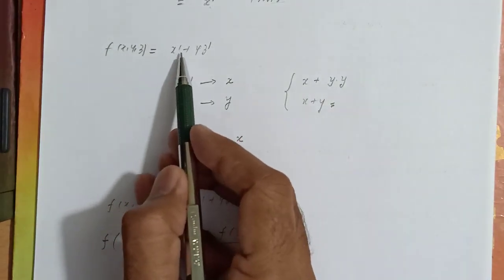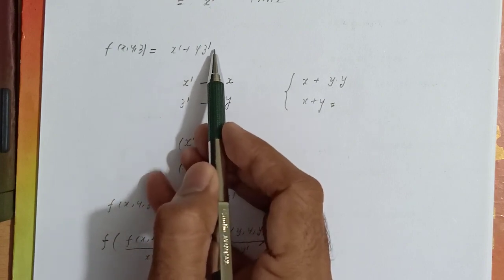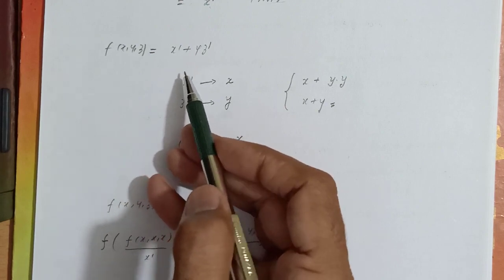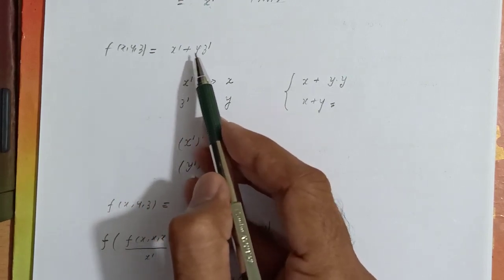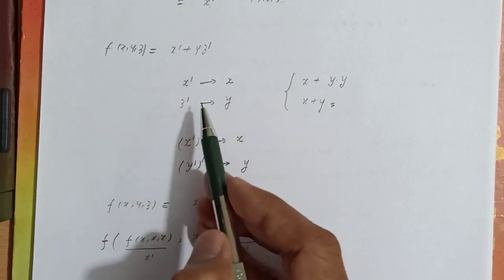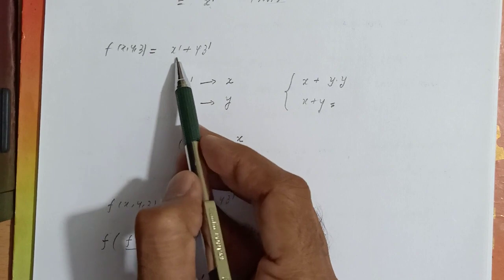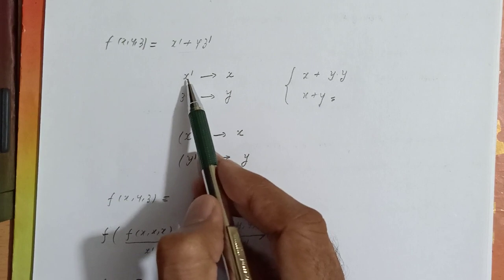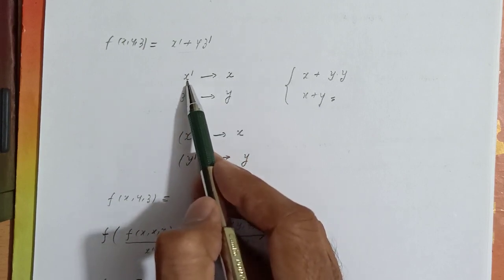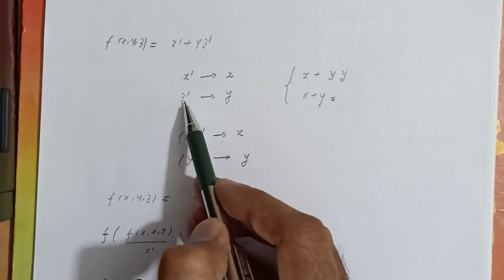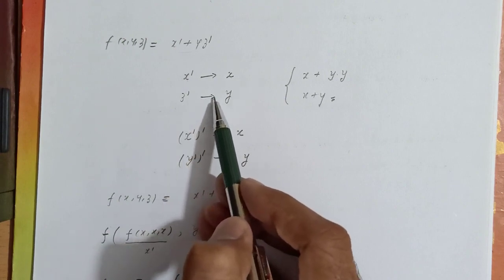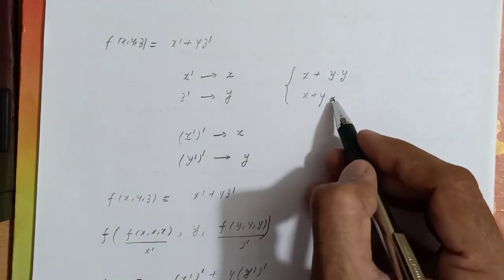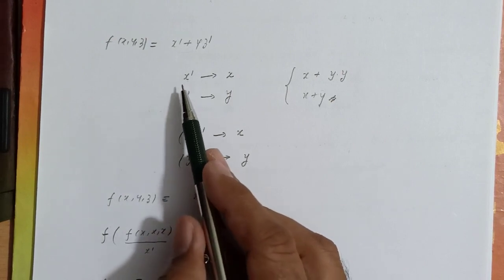This is the given definition: x dash plus y z dash. Somehow it is clear that it is easy to derive the OR operation, so we are trying to realize the OR operation. How can we realize the OR operation by looking at this expression? If we somehow obtain x in place of x dash, and in place of z dash we manage y, then we can get x plus y easily. So we have to make x dash as x.